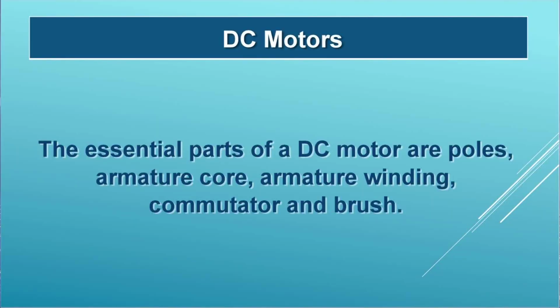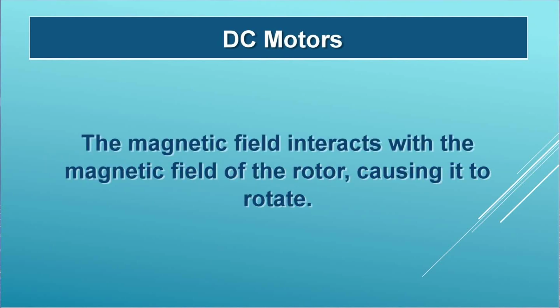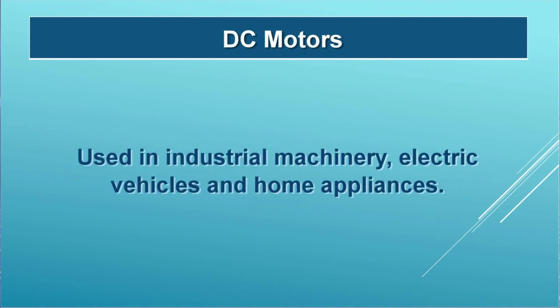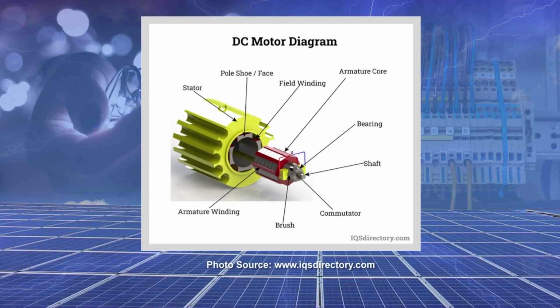DC motors are the simplest and most common type of electric motor. The essential parts of a DC motor are poles, armature core, armature winding, commutator, and brush. They work by passing a direct current through a stator, which generates a magnetic field. The magnetic field interacts with the magnetic field of the rotor, causing it to rotate. DC motors are widely used in industrial machinery, electric vehicles, and home appliances. They are efficient, reliable, and provide good speed control.